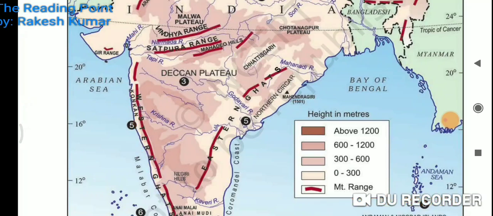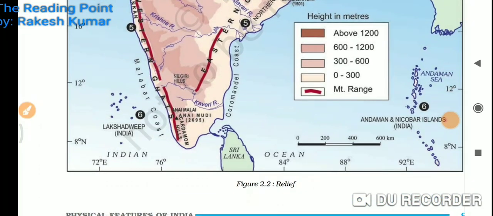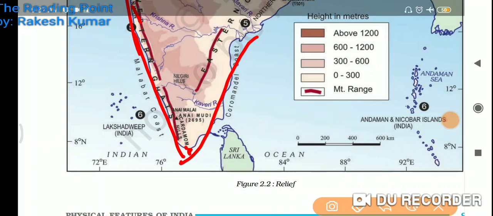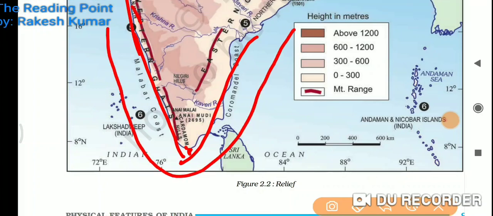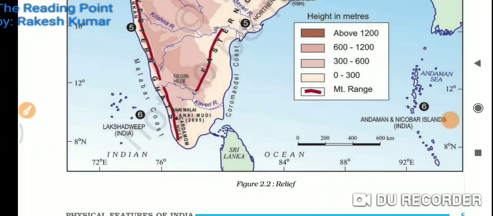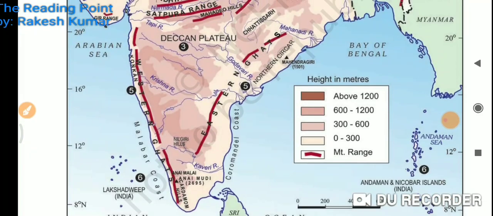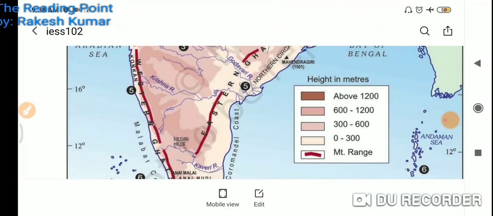This point is known as Cape Comorin. So the western and eastern coastal plains meet here, and the total length is 6100 kilometer. Cape Comorin is the southernmost tip of the Indian mainland. The eastern coast is broader than the western coast. Easily you can see this in the map.